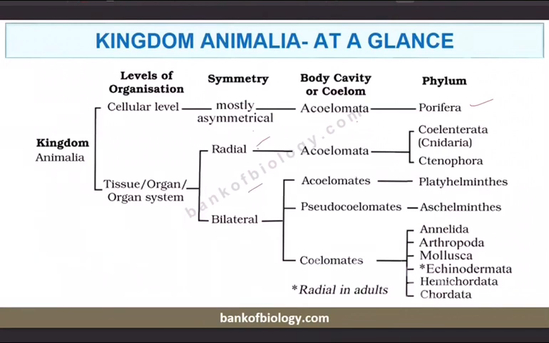So, at a glance, you can see Kingdom Animalia: cellular level, tissue and organ level. Cellular level is mostly asymmetrical, acoelomates, Porifera. Tissue or organ system level is either radial or bilateral, and if it is radial, it is still acoelomate, so coelenterates or Ctenophora. Once it is bilateral symmetry, we get acoelomates, Platyhelminthes, pseudocoelomates, Aschelminthes, and coelomates. We get phylum Annelida, Arthropoda, Mollusca, Echinoderms.